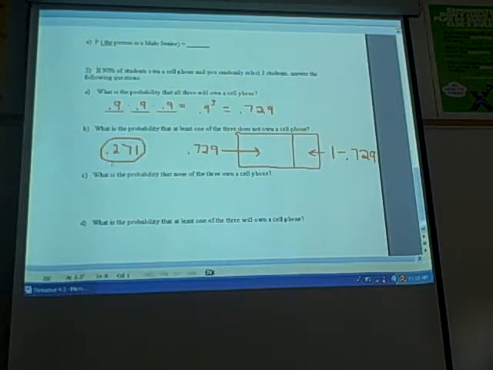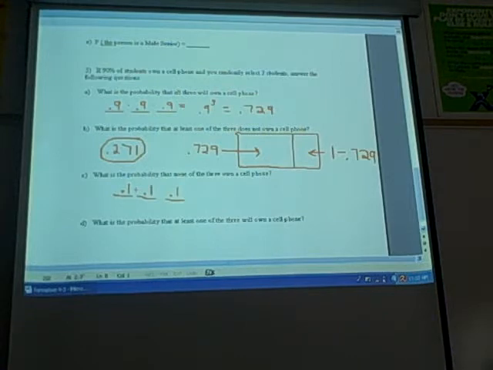Part C. What's the probability that none own a cell phone? So you walk up to someone in the hallway. 90% do. What's the probability they're not going to own a cell phone? 10%, right? 100% minus 90%. So you go up to that first person. There's a 10% chance, or 0.1 chance, they're not going to own a cell phone. Second person, same thing. 0.1 chance they're not going to own a cell phone. Third person, you ask them, do you own a cell phone? 0.1 chance they're not going to own a cell phone.